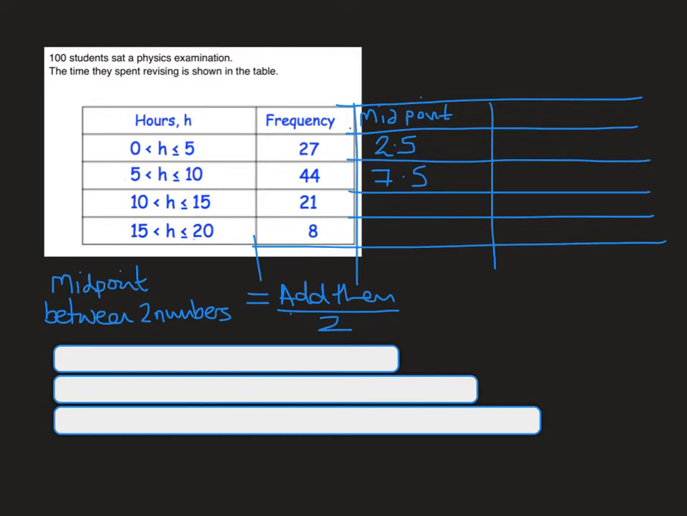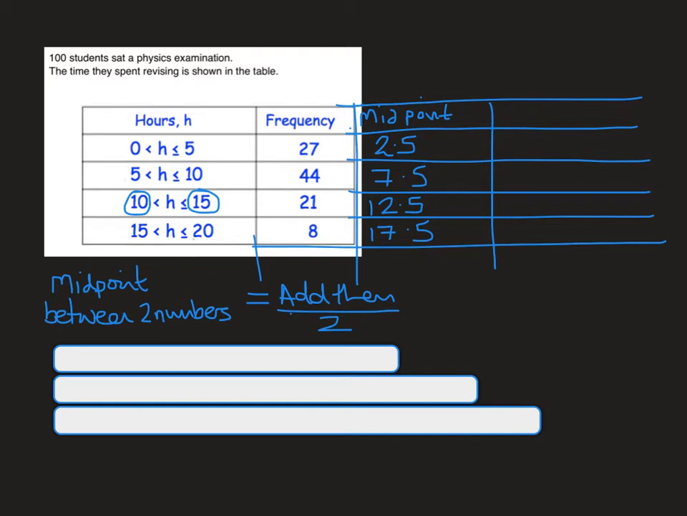So here we want the midpoint between 10 and 15. 10 add 15 is 25. Half of 25 is 12.5. Let's use that same formula for this last one, even though we can probably work it out without it. 15 add 20 is 35. Half of 35 is 17.5. So those are what we're going to use as our estimates as to how long people spent revising.